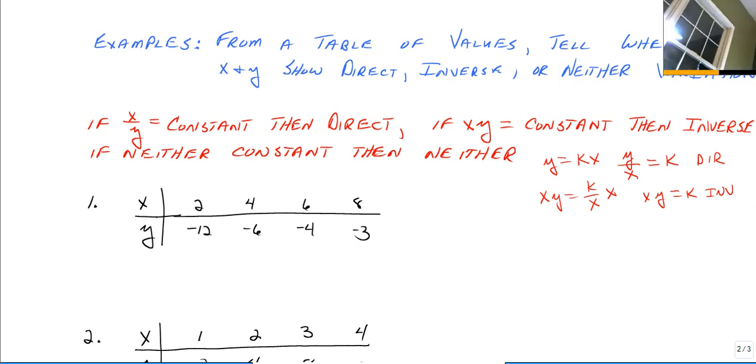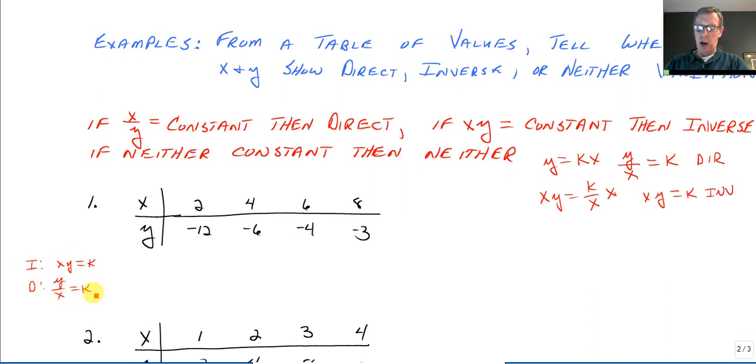So what I'm going to do to find out if these are direct or inverse variations is, sorry about that, I bumped the cord. All right, so now if it's going to be inverse variation, we said that what we would see is that x times y would be equal to a constant. If it's direct variation, y divided by x is equal to a constant. So let's go ahead and try the inverse here.